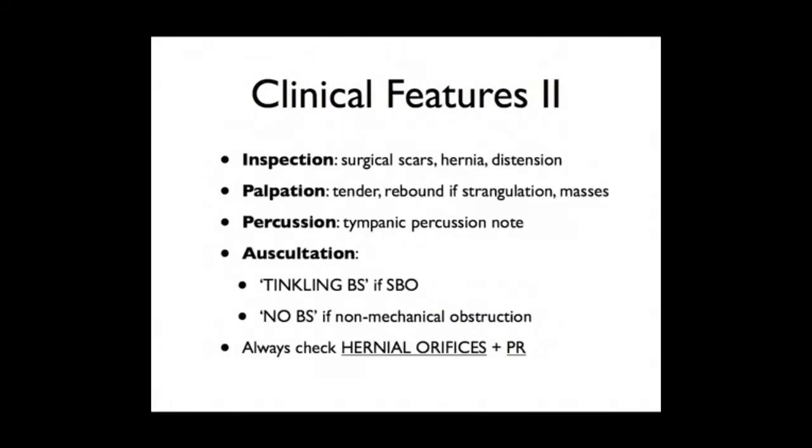So on examination, obviously start with inspection and look for things like surgical scars, which can indicate adhesions, and hernias, which could be around the scars, such as incisional. An excellent way to test for that is to get people to do two things: cough and lift their head off the bed. And that's quite a snazzy thing to do in the exam. So palpation, tender, obviously, and if there's strangulation, as we mentioned before, then you might get some rebound tenderness or percussion tenderness. And obviously you might see a mass if there's a neoplasm. Cool.